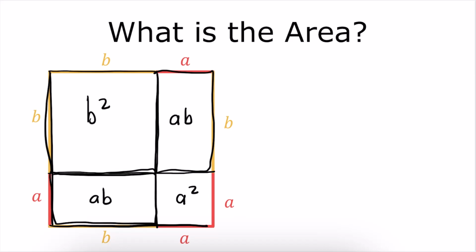And so to find the area of the entire square, I could do a squared, which is the little square, plus b squared, which is the bigger square. And then I would have ab plus ab, but since there's 2 of them, I could simplify that to just be 2ab. And that's one way that I could represent the area of this square.